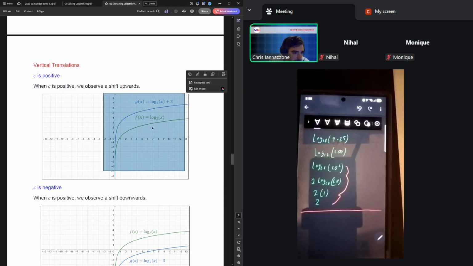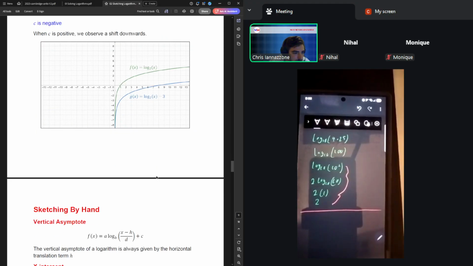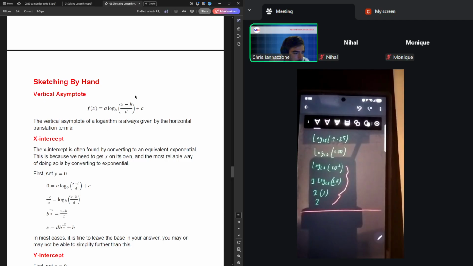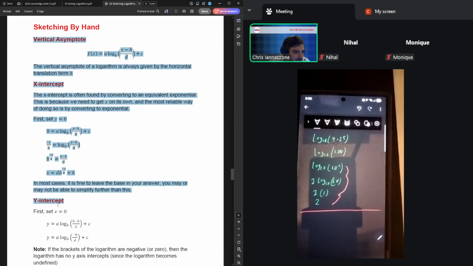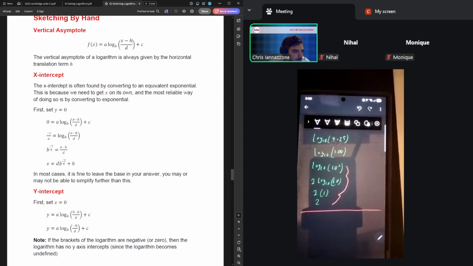Vertical translations, yeah, they work the same as they always have, but you don't really have to consider it too much for the actual sketching by hand. So here's a summary of things that you actually care about for the sketching. You care about where the vertical asymptote is located, which is just going to be given by h, whatever the horizontal translation term is. For the x-intercepts, you're going to do that by setting y equals 0, and for the y-intercept, you're going to be doing that by setting x equal to 0, just like every other graph.